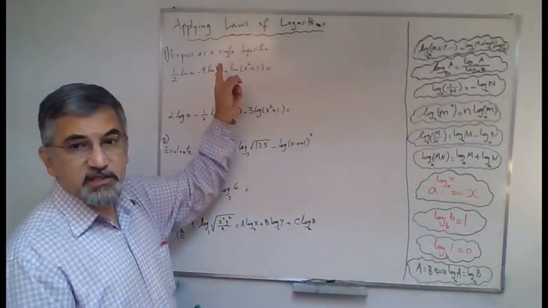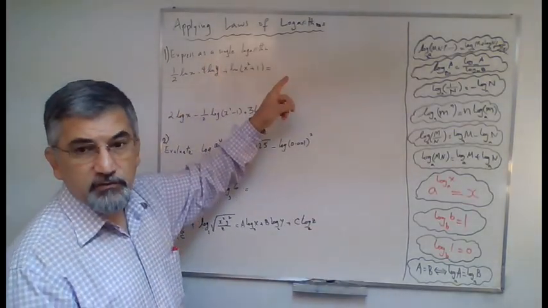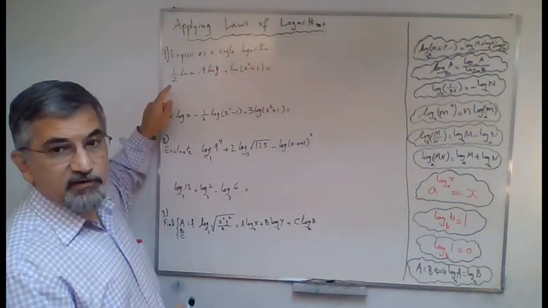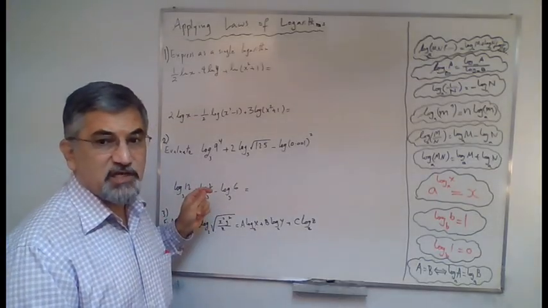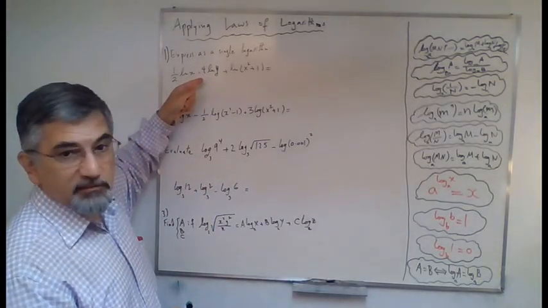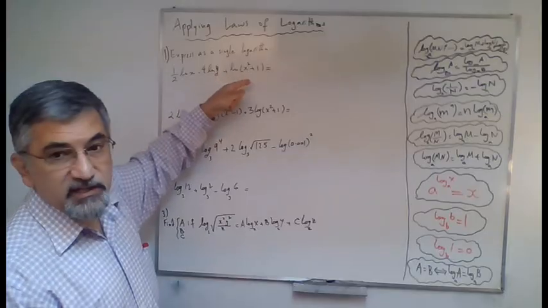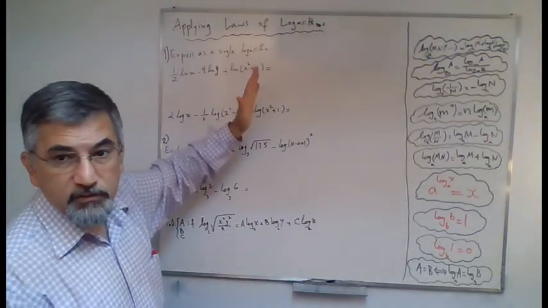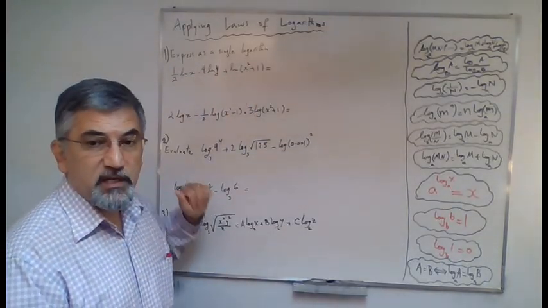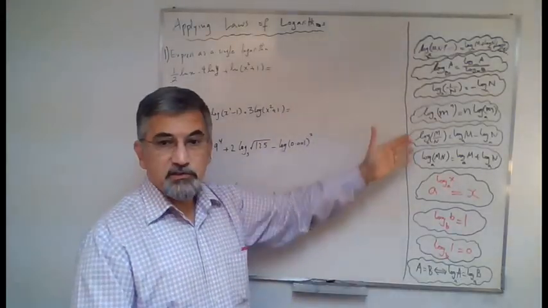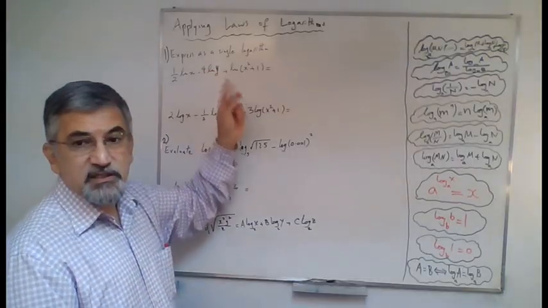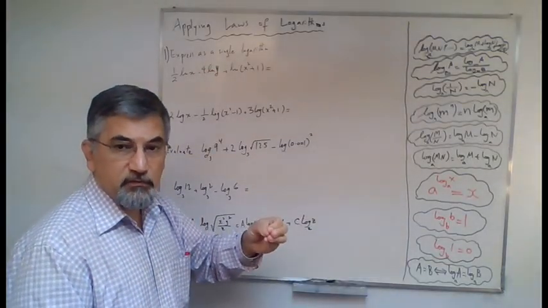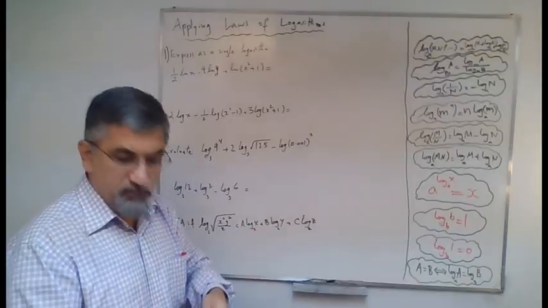The first question says express as a single logarithm. So we have 1/2 ln of x, that's a natural logarithm of x, with the base e, of course, as you know, minus 4 times ln of y, plus ln of x squared plus 1. So there are 3 logarithms here in addition and subtraction form, and using the laws of logarithm, we have to simplify and express the answer in the form of a single logarithm without touching a calculator, of course.